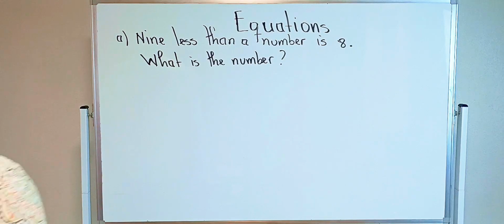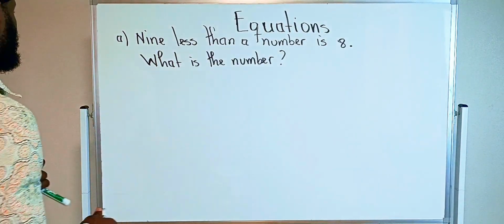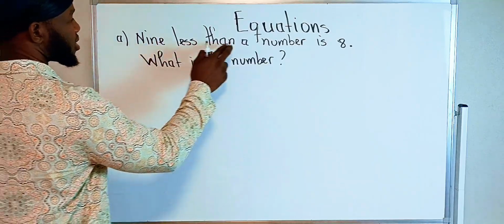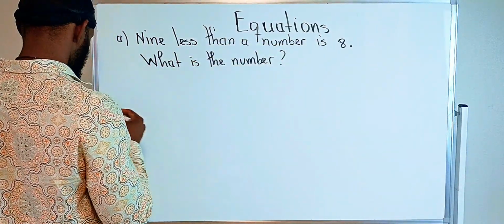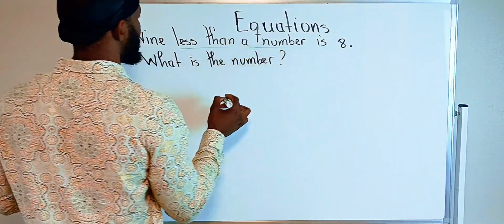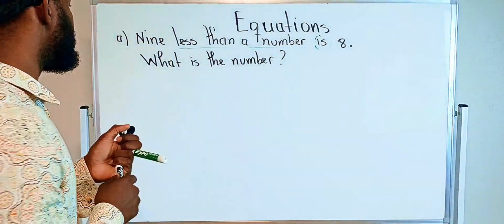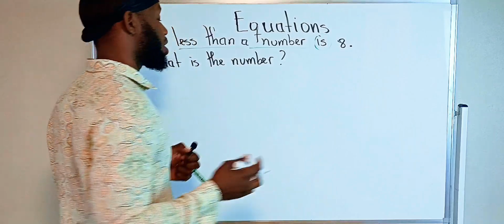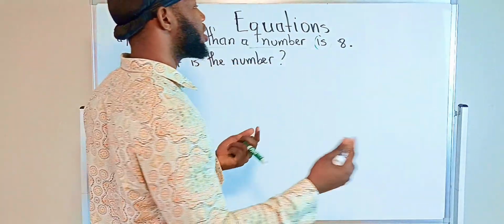Let's go for this one. This is the second word problem that we're going to solve together. So the first step we're going to do is to read and represent. 9 less than a number is 8. What is the number? We gotta underline less than, a number, and is. Less than means I gotta do subtraction for sure. A number, this is the variable, is equal to 8.